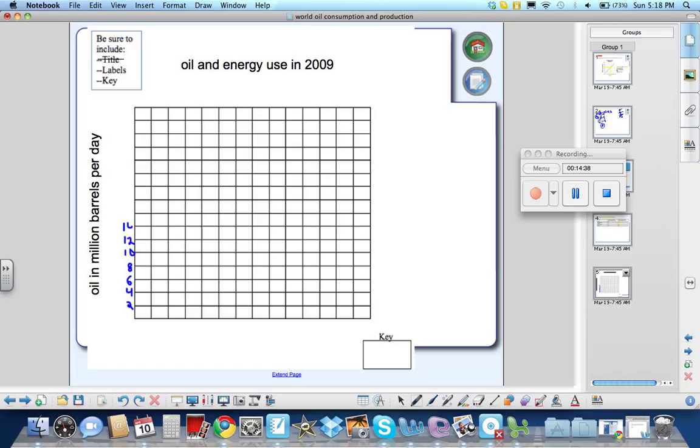Remember, with this video you could always pause, rewind, fast forward, whatever you need to do to make it work for you, so that you're able to write down the notes and understand what you're doing.